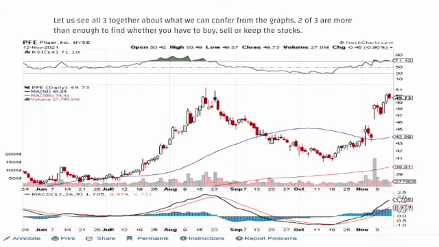Let us see all three together, about what we can infer from the graphs. Two of three are more than enough to find whether you have to buy, sell or keep the stocks. Below is the overall picture of Pfizer, with dates ranging from June 24th till November 8, 2021. Now if you see July 6th, RSI was less than 70, which means that it is not overbought. The SMA was just touching the price of the stock. Finally the MACD and MACD signal line have just crossed each other. It just shows that something is happening on the stock side.